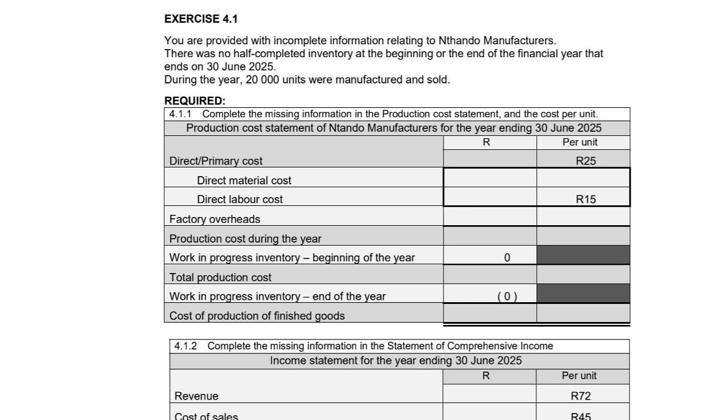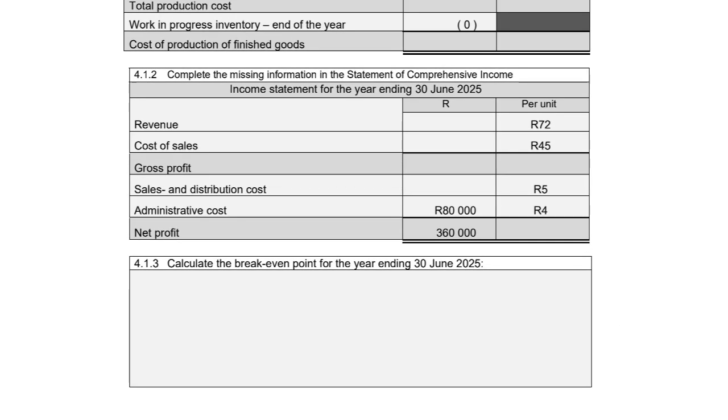Exercise 4.1. You are provided with incomplete information relating to Ntando Manufacturers. There was no half-completed inventory at the beginning of the year or the end of the financial year that ends on 30 June 2025. During the year, 20,000 units were manufactured and sold. Required. 4.1.1. Complete the missing information in the production cost statement and the cost per unit. Then 4.1.2, we have to complete the missing information in the statement of comprehensive income. And 4.1.3, we have to calculate the break-even point for the year ending 30 June 2025.